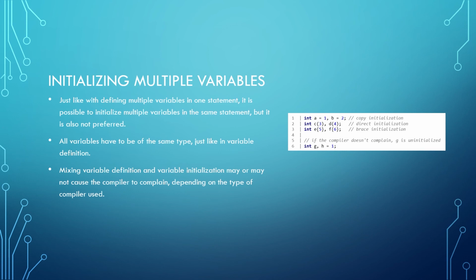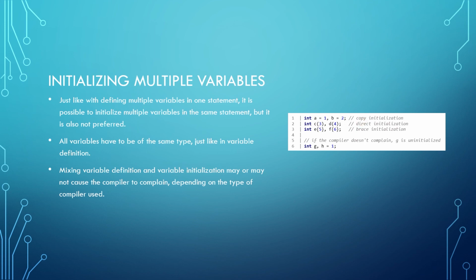Now moving on to initializing multiple variables. Just like defining multiple variables in one statement, it is possible to initialize multiple variables in a statement, but it is also not preferred, for the same reason. All variables have to be of the same type, like in variable definition. So over here, we have copy initialization, direct initialization, brace initialization. Basically, we can just define each of them.